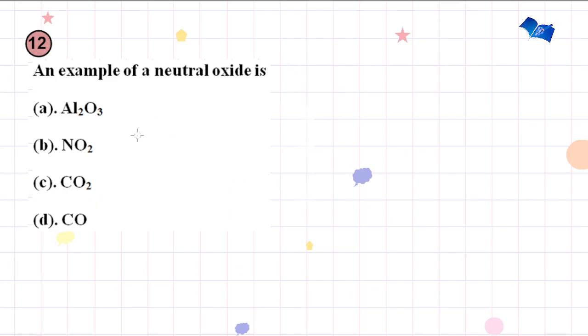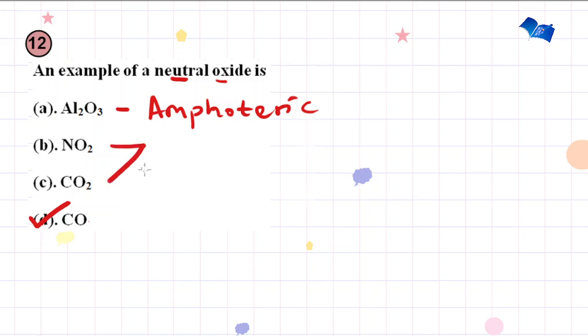An example of a neutral oxide is, a neutral oxide is neither acidic nor basic. So a very good example is the carbon 2 oxide. Aluminium oxide is amphoteric. It can act as an acid. It can also act as a base. The nitrogen 4 oxide and the carbon 4 oxide are both acidic oxides.